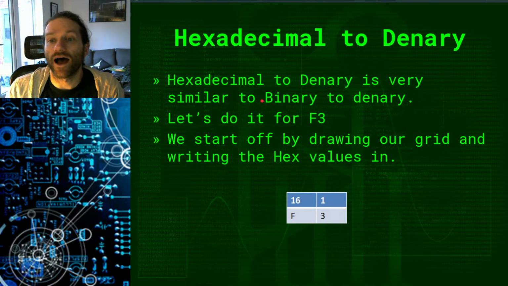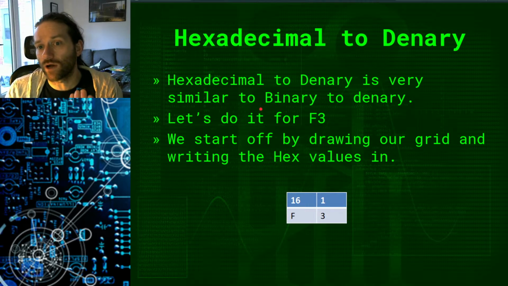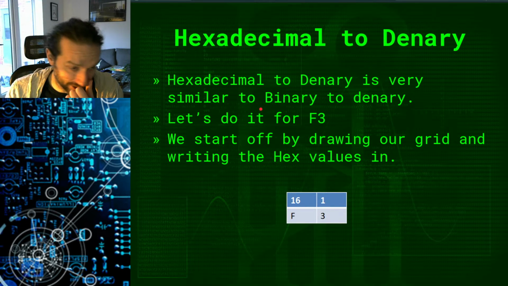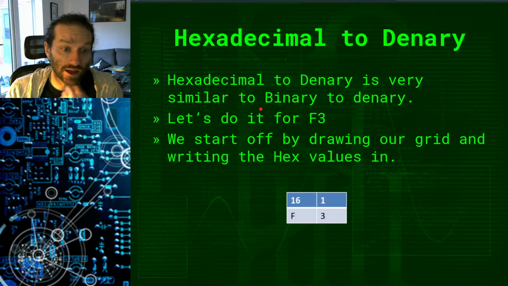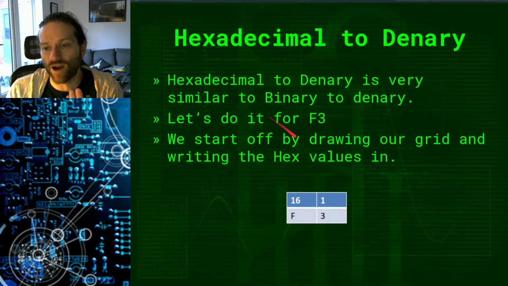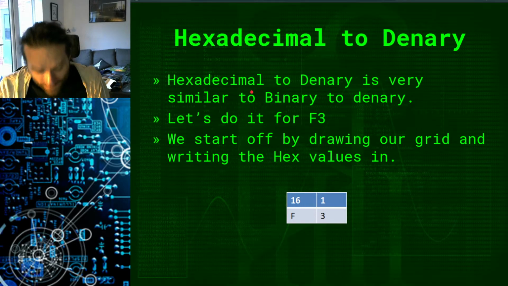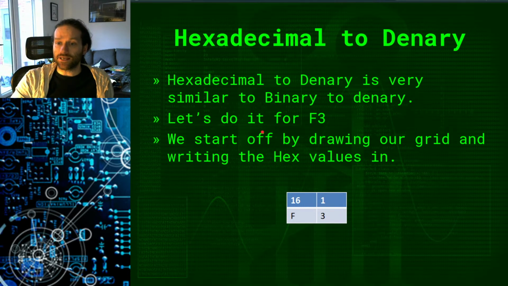Next up, hexadecimal to denary. This is very similar to binary to denary, but the numbers are a little bit more tricky, because we're not just dealing with zeros and ones here. We have a range of different numbers that could go in each column. But the same principle applies.